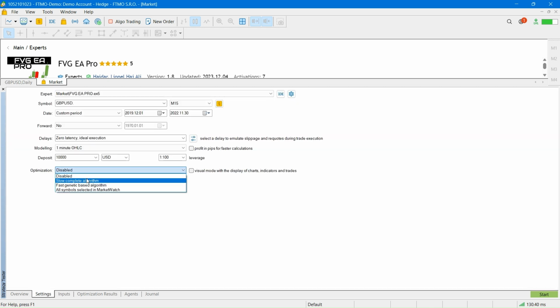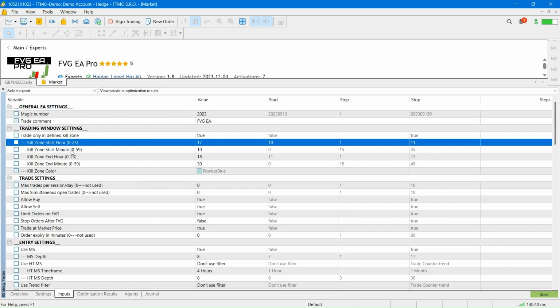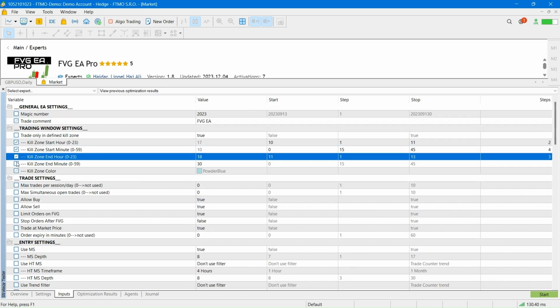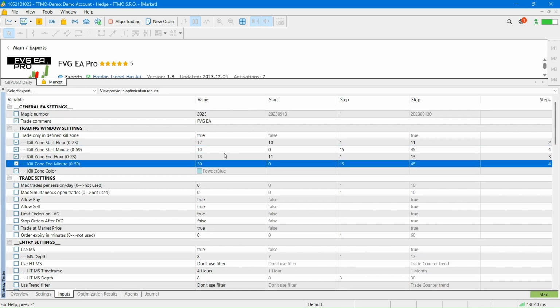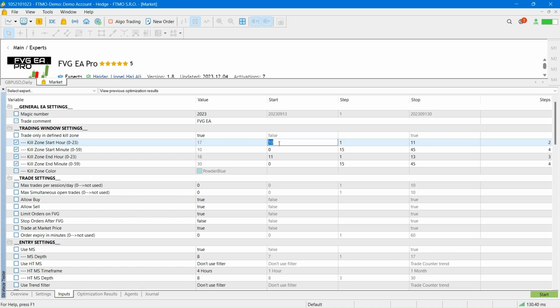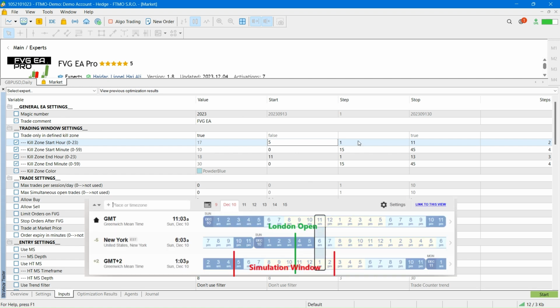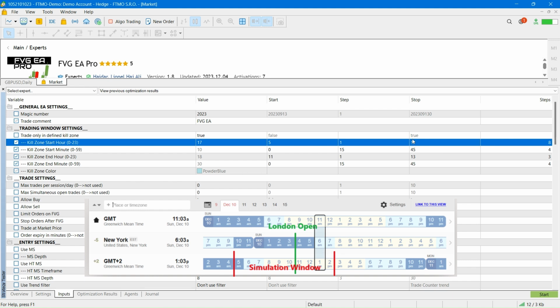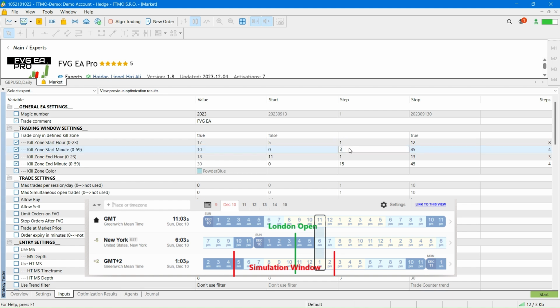I'll get back to here, slow complete algorithm, inputs. I'm going to go simply with a 30 minutes interval. So let me say a kill zone, let's say it starts at 5 a.m. Just to tell you, my broker is GMT plus 2 winter time. So I'm going from 5 to, let's say, 12. London session open in my time is at 11. And I'm going to go through the minutes, so 30, 30.